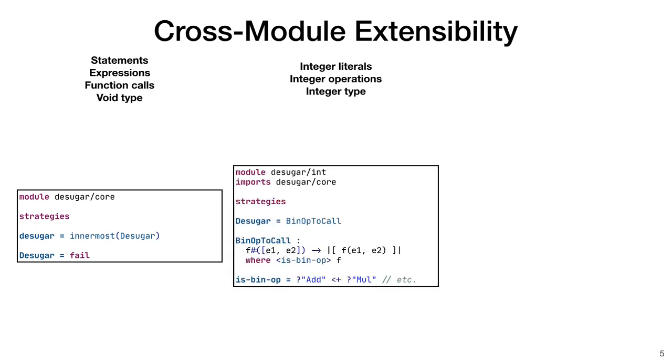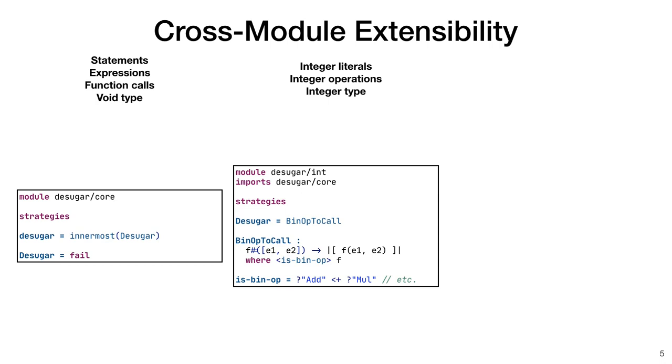Now we add integers to the language in the form of literals, a number of operations on these integers, and an integer type. We can add a separate module in Stratego that imports the core desugaring module and simply adds new definitions of the capital desugar rules. These contributions will be merged during compilation as long as we import our desugar int module from the main module when we compile. Desugaring is in this case to rewrite specific abstract syntax for integer operations to function calls.